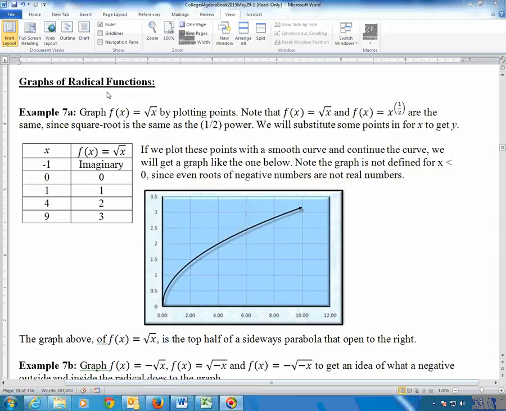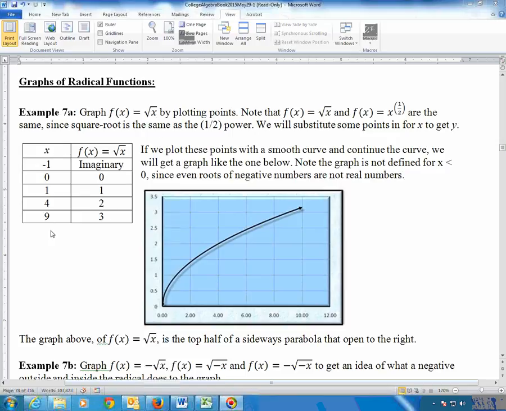Okay, this is graphs of radical functions, for example, square roots, cube roots, fractional exponents like 1/2. By the way, square root of x and x to the 1/2 are the same, just like cube root of x and x to the 1/3 are the same. So get an idea of what a function like this would look like. f of x equals the square root of x.